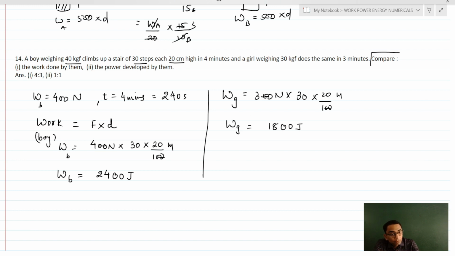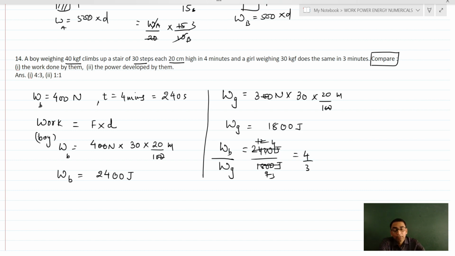And please understand the word compare is written over here, so you need to find the ratio. Compare the work done, so the work done by the boy divided by work done by the girl, that is 2400 joules divided by 1800 joules. 00 joule, 00 joule cancel. This can go by 2 12s are, 2 9s are, 3 4s are, 3 3s are. So 4:3 is the correct answer, or 4 by 3.